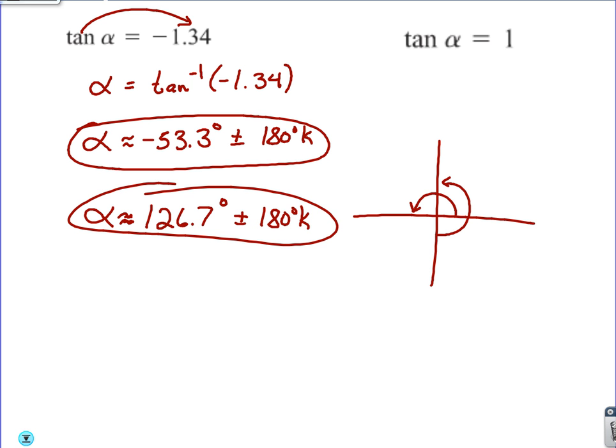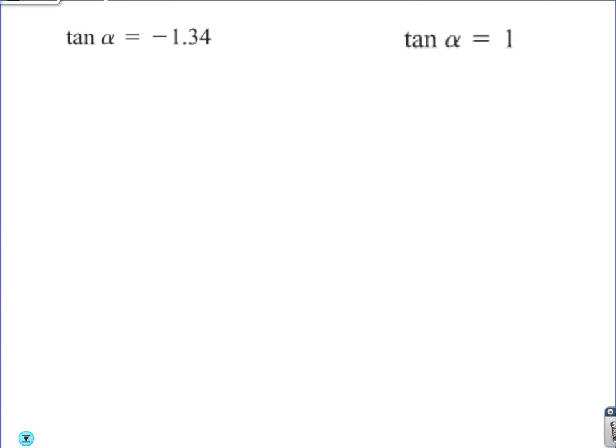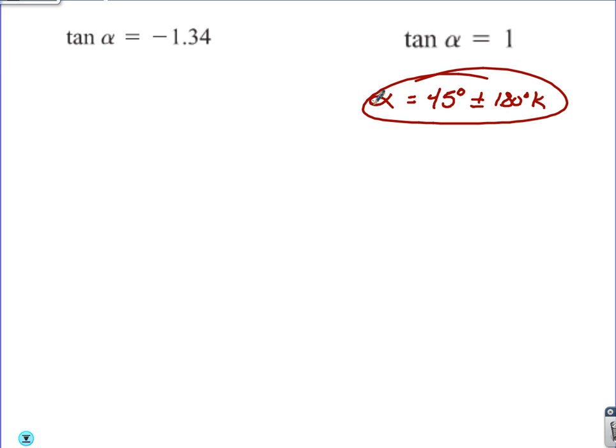Second answer, tangent of alpha equals 1. That one's a little bit easier. Tangent of what angle is 1? 45 degrees. So alpha is 45 degrees plus or minus your rotations. Any questions?